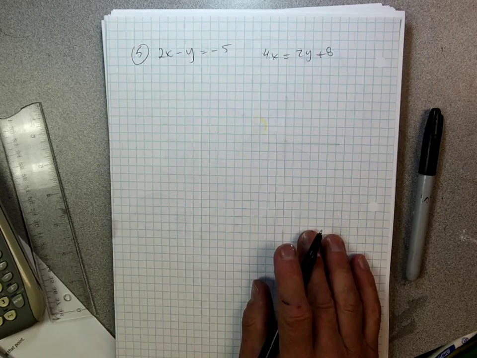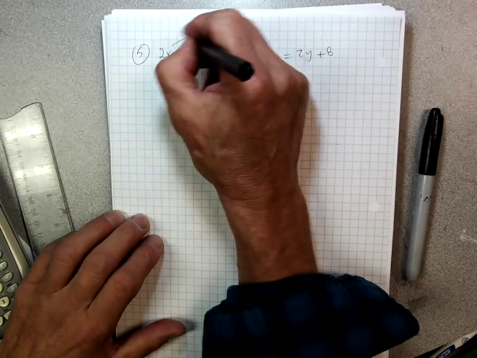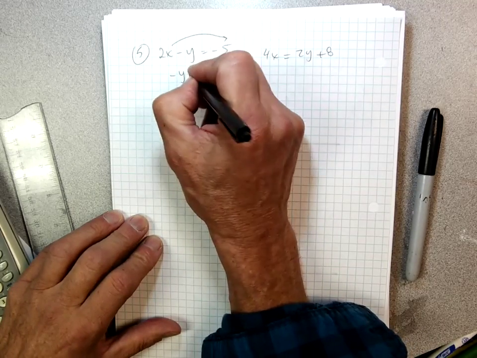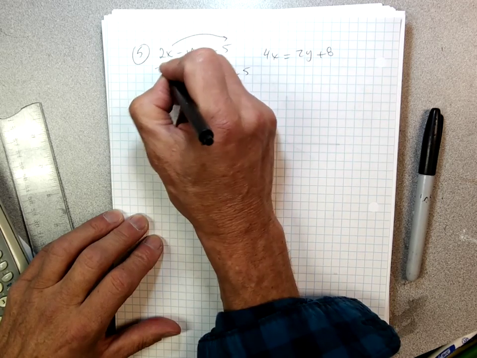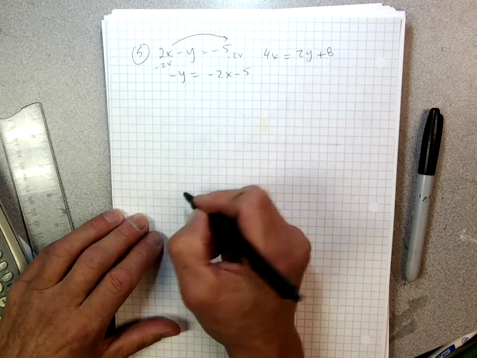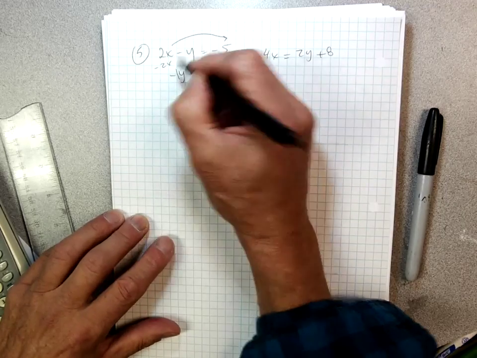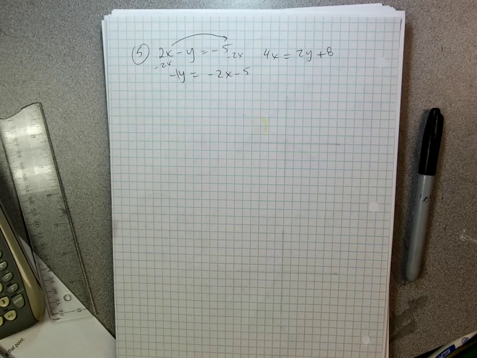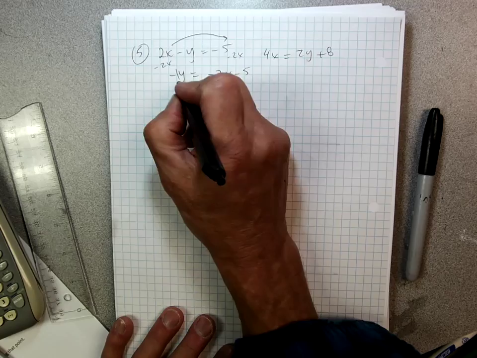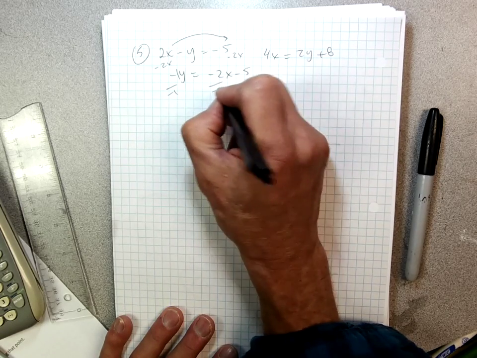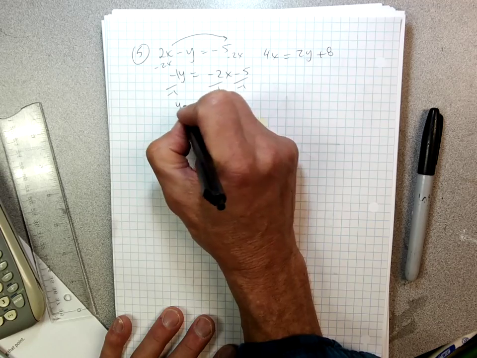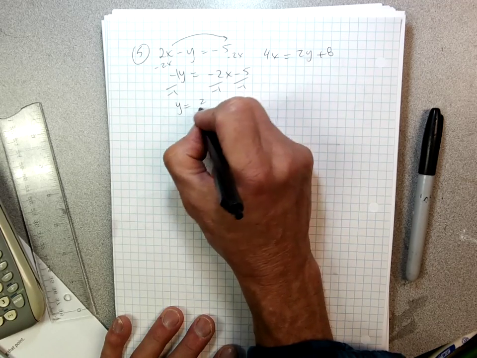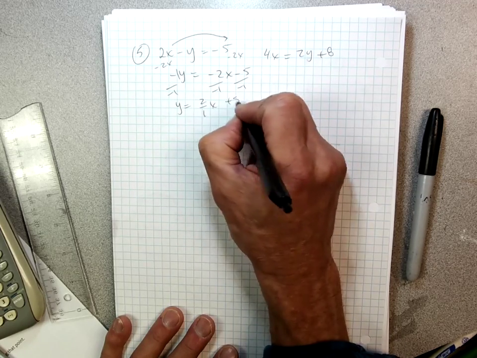Now I got to solve for y. So I'm going to bring over the 2x, right? Negative y equals negative 2x minus 5, because I need to subtract 2x to get y by itself. There's a 1 here we never write, but there really is a 1. We just don't write it very often. So that helps me because I can divide by negative 1, right? And if I do that, I'll have y equals positive 2 over 1x plus 5.